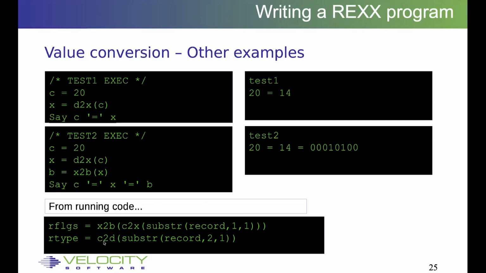And in the next example, I'm going to take the next byte of the record, byte 2 for 1, and just convert it to decimal. And this is going into an R-type variable. Now, both of these REXX commands are from, as I mentioned, running code that does SMF analysis. So here's the flag byte, and here's the record type from the SMF record.